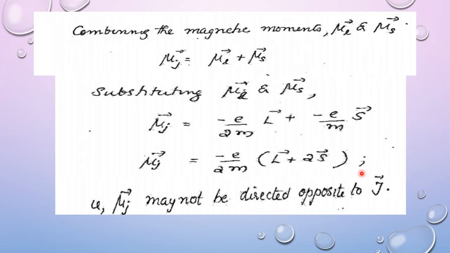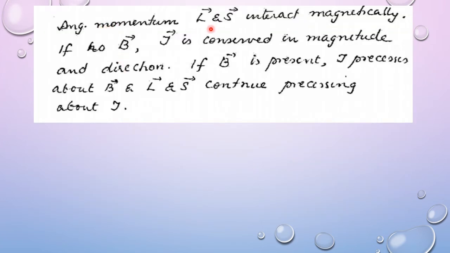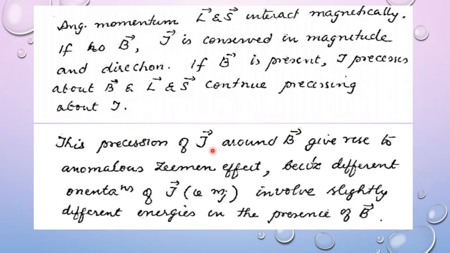What is J? J is equal to L plus S. So that may not be opposite to mu J. Now angular momentum L and S interact magnetically. If there is no magnetic field, J is conserved in magnitude and direction. But if B is present, J precesses about B and L and S continue precessing about J. This precession of J around B gives rise to the anomalous Zeeman effect, which we'll be dealing with later.